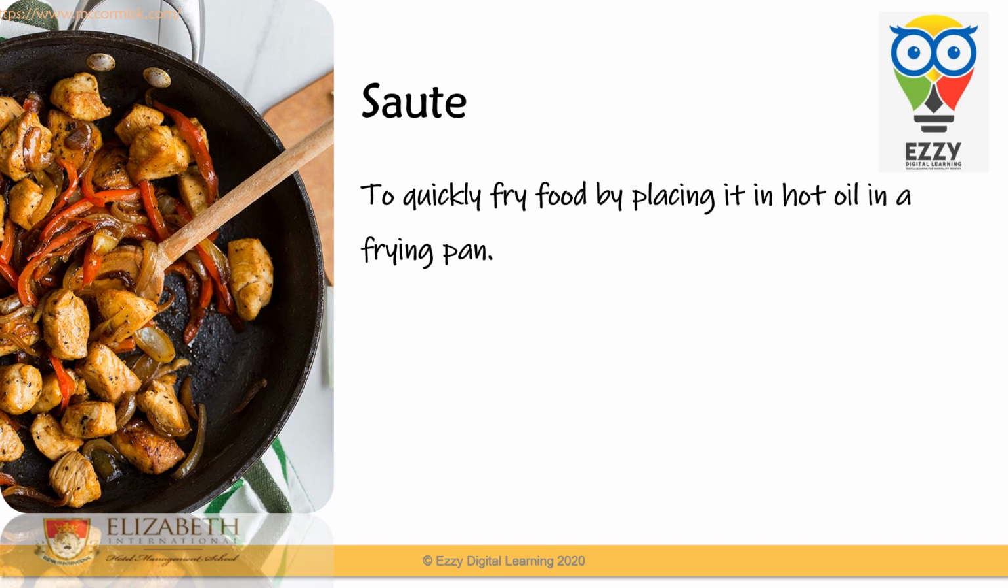Saute is to quick fry food by placing it in hot oil in a frying pan. Usually we just need a little amount of oil to do this. Saute is actually not an English word, but it comes from a French word.